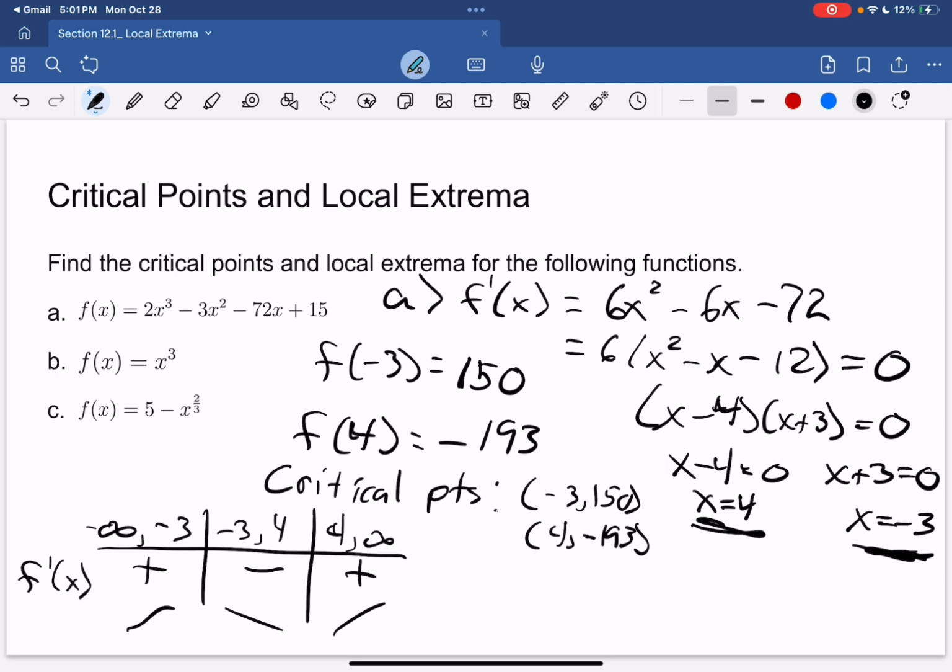Okay? So I have a max at x is equal to -3. And then I have a minimum at x is equal to 4. And so that would be how you would do A.